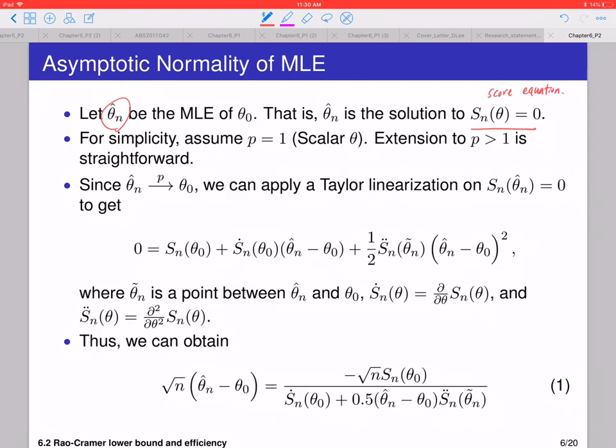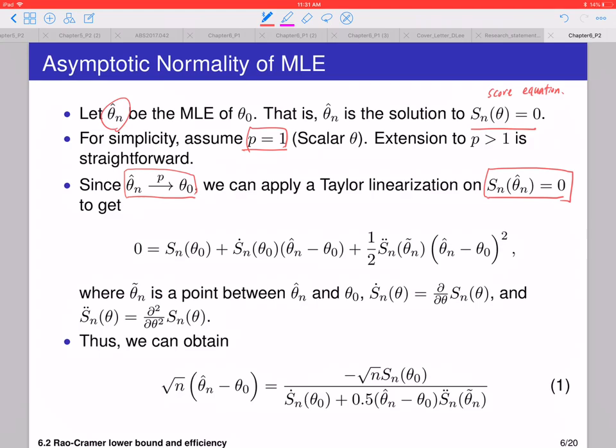The rigorous theory is quite involved, so I will just sketch the idea for the proof. To make life easy, we'll just consider scalar theta, but the extension is similar. The starting point is to use the fact that the MLE converges in probability to theta null. Because this is true, the equation holds by the definition of the MLE.